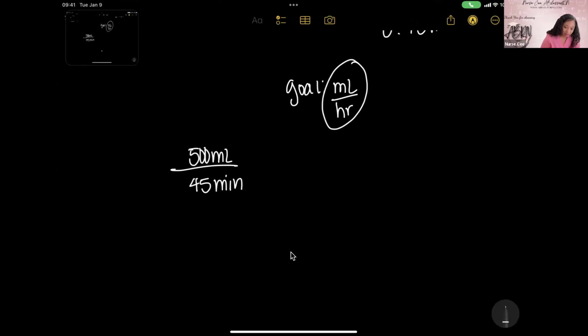We've got minutes on the bottom, right? We already got our top goal, which is the milliliter, but the bottom one has to be hours. So if I've got minutes at the bottom, then I need minutes at the top, and I need hours to go at the bottom. And we know that there is a direct conversion between minutes and hours. So 60 minutes is 1 hour. Your minutes crosses out, and now you are at your goal, which is milliliter per hour.